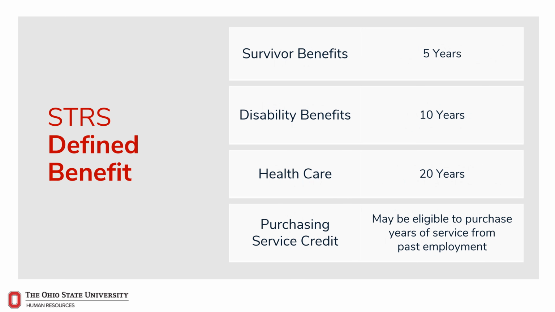The defined benefit plan provides access to health care coverage for participants with at least 20 years of service credit vesting. The defined benefit plan also includes other benefits such as disability, survivor benefits, as well as the ability to purchase service credit for many types of past employment. Purchasing service credit may increase your retirement benefit or enable you to retire sooner. These benefits are not guaranteed and may be modified or discontinued at any time.